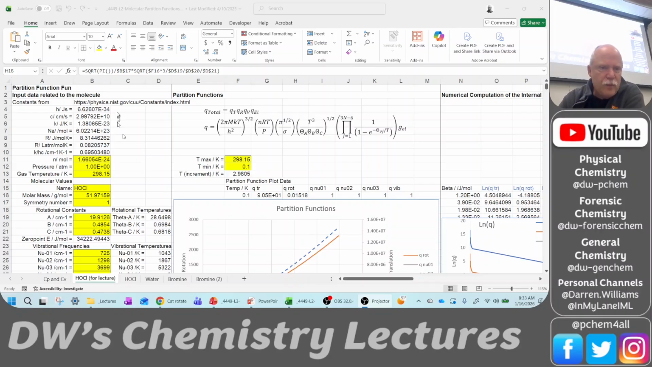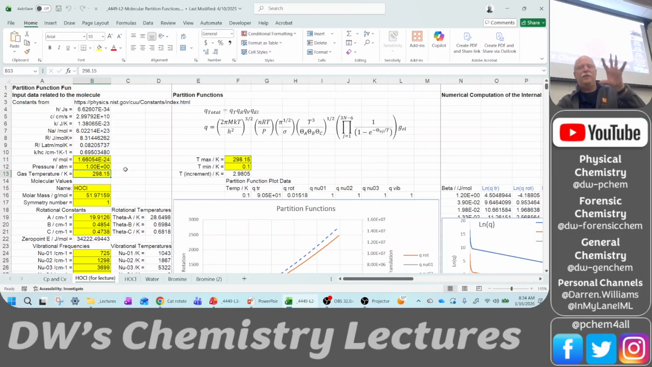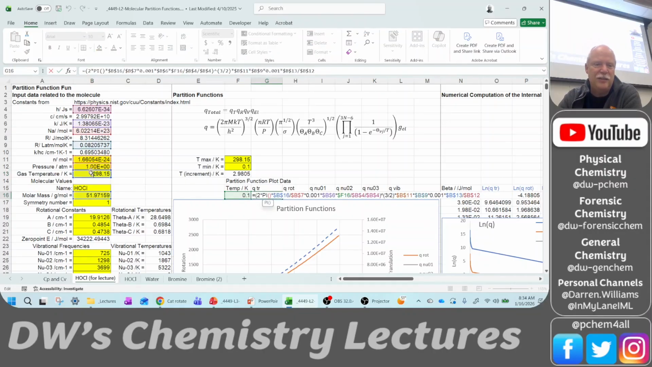Okay, good. And so I've got all the constants here: Planck's constant, speed of light in centimeters per second, Avogadro's number, the gas constant, and all these different values. I've got one molecule, and it's 1/Avogadro's number in terms of number of moles. The pressure, and then this is the gas temperature, and calculating the translation of the gas. So for the molar mass, we can calculate the translational partition function. So that's using all of those things. It's using this first part of the equation.